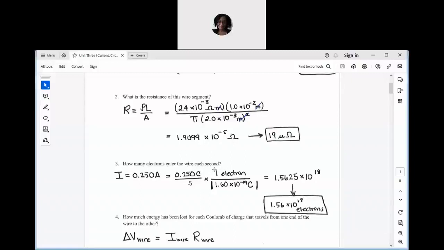Because this is each second, I didn't have to do anything more with the denominator. But if this were, let's say, each 5 seconds or each 5 minutes, then you'd have to convert the time into the appropriate unit. Here I end up with a very large number of electrons, which makes sense when you remember just how big a single coulomb is. This is 1.56 times 10 to the positive 18 electrons entering that wire every single second.